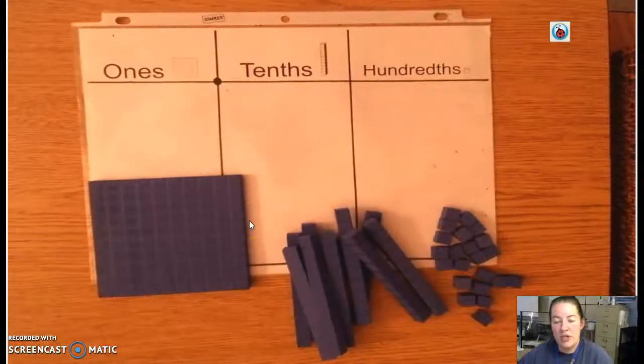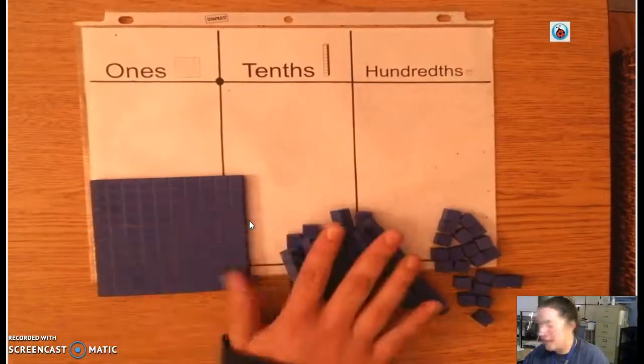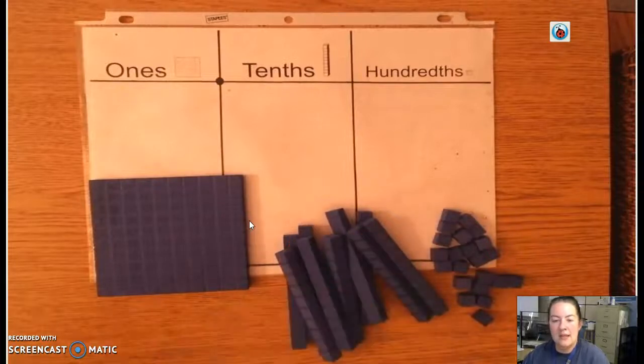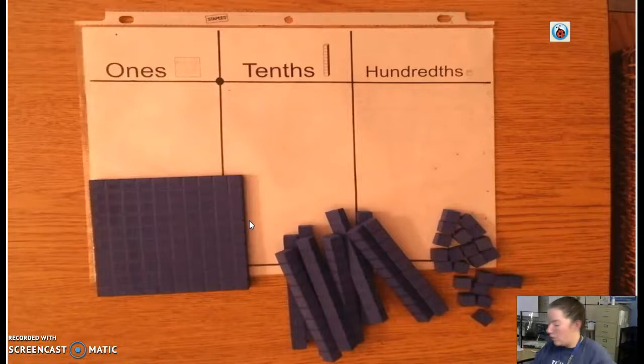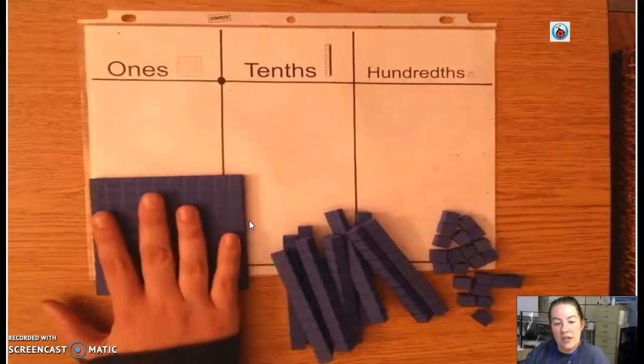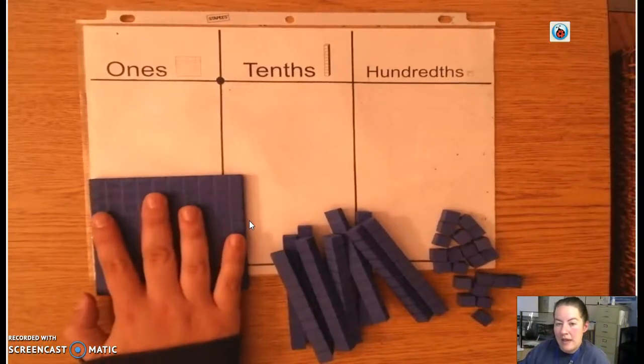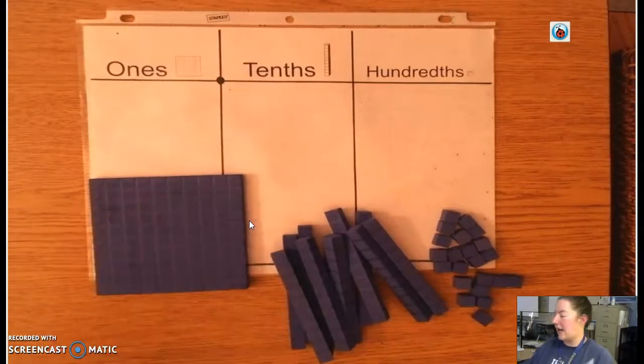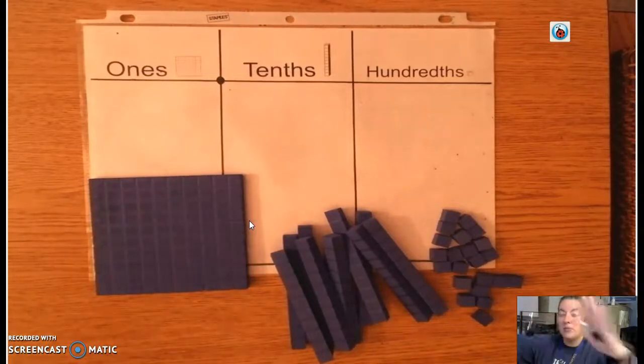Hey guys, so I'm going to show you how to use base 10 blocks to represent decimals. But first we kind of need to clear our brains of what we know about base 10 blocks because we're going to change the rules a little bit. Now that we're using decimals, we're going to go to a new place. Let's call it decimal land.